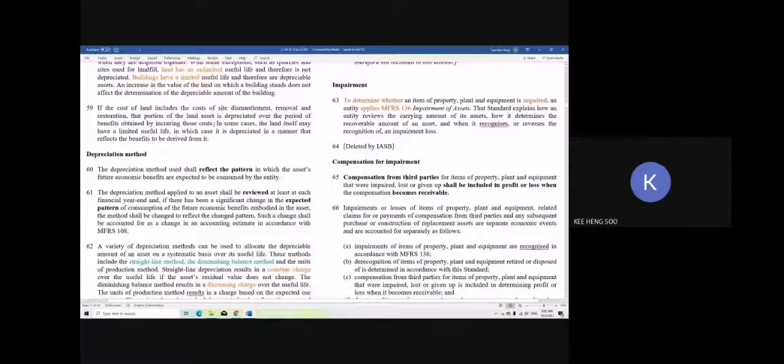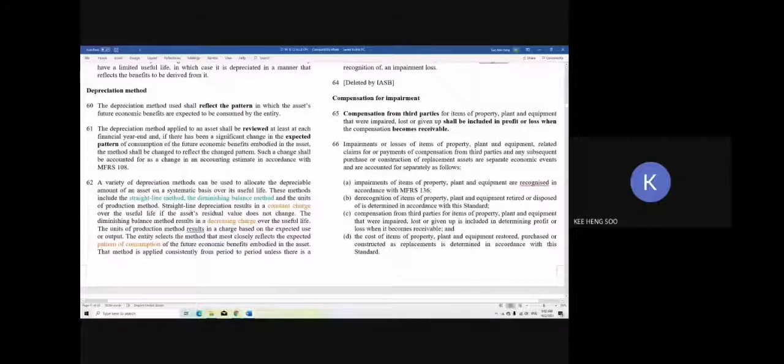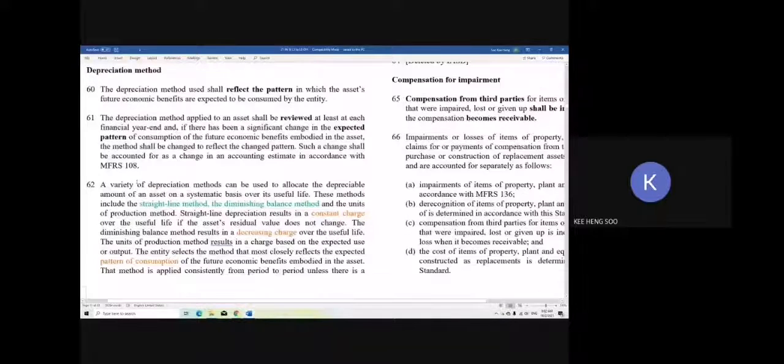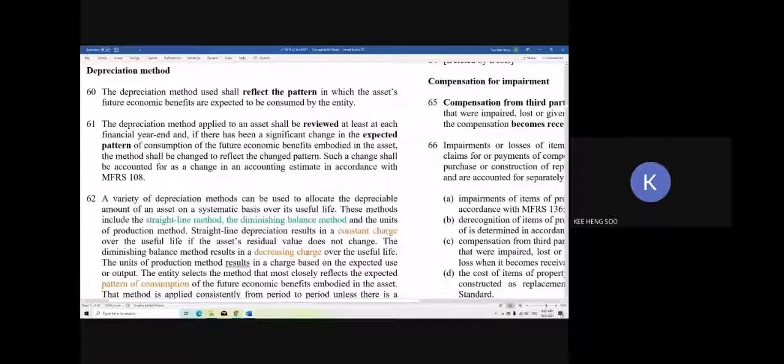And depreciation method. You have this straight line method and reducing balance method. Do you see paragraph 62? The most important thing is it reflects the pattern, how the asset being consumed, and how the asset being expected to be consumed. So straight line method is very straightforward because every year is the same constant amount. This is your straight line method. Constant, and decreasing for reducing balance method.